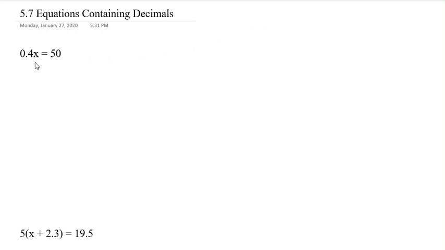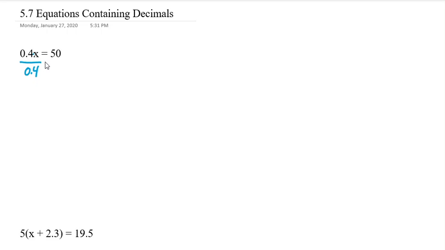First one I have is 0.4x equals 50. Now, the first thing we do is we put on our equation hat and we say, when we're solving an equation, what do we do? And the answer is whatever is being done to x, we undo that by doing the opposite to both sides. So what's being done to x is being multiplied by 0.4. So we're going to undo that by dividing by 0.4.